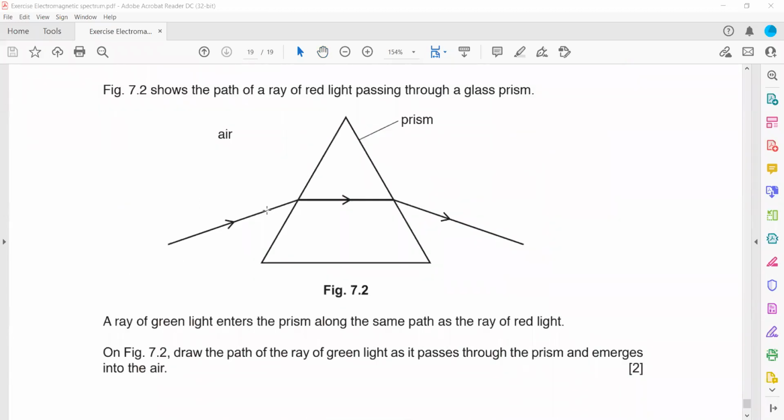A ray of green light along the same path as red. This is a red light, when a white light is there, and they are giving you the path of the red light. On the figure, draw the path for a green light. So we have to draw the path taken by the green light. It will bend more than red. So this will be the path taken by the green light.